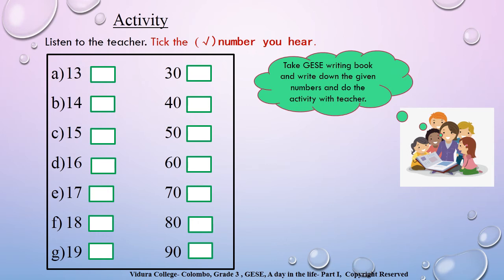A, 30. B, 14. C, 15. D, 60. E, 17. F, 18. G, 90. Did you tick the correct number?